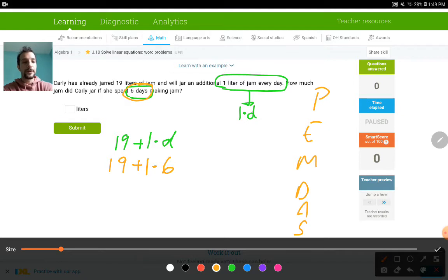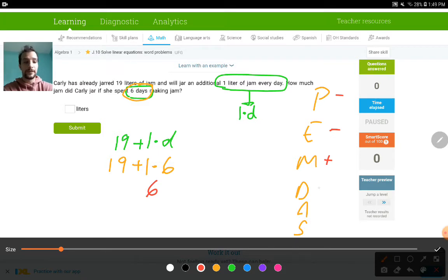So if we have any parentheses, we deal with that first, but we don't have any parentheses in this. If we have any exponents, like the powers, like 5 squared, 7 cubed, we deal with that one. If not, we move on to the multiplication that we have. Do we have a multiplication in here? I see 1 times 6, so this is a plus. So 1 times 6 is 6.